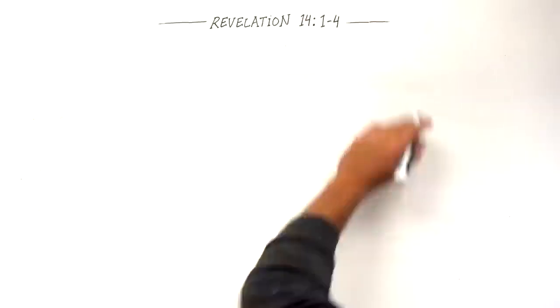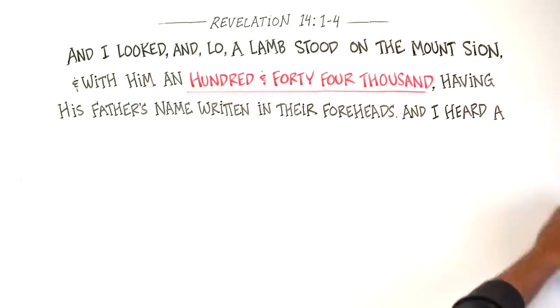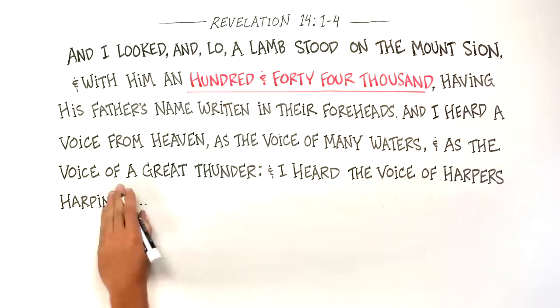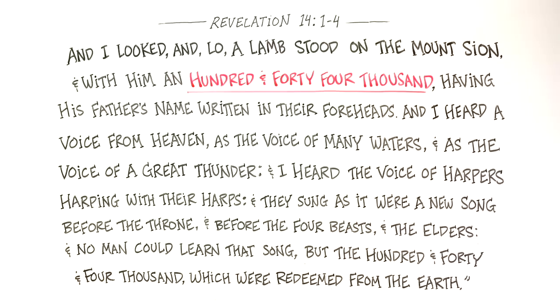Again from the book of Revelations, "And I looked, and lo, a lamb stood on the Mount of Zion," which anybody who's versed knows is a reference to the sign of Aries, the lamb. "And with him 144,000," which is this number right here, "having his father's name written in their foreheads."